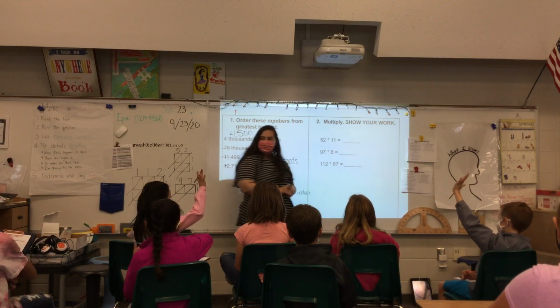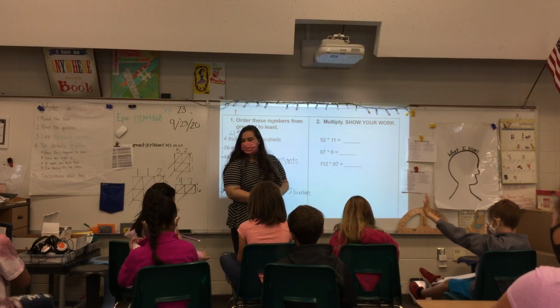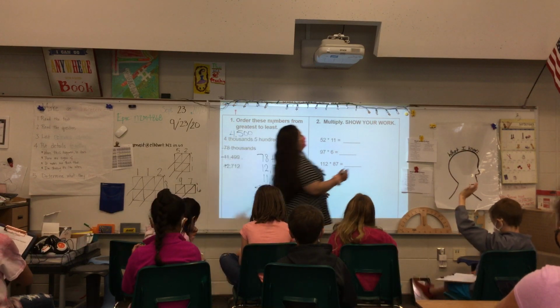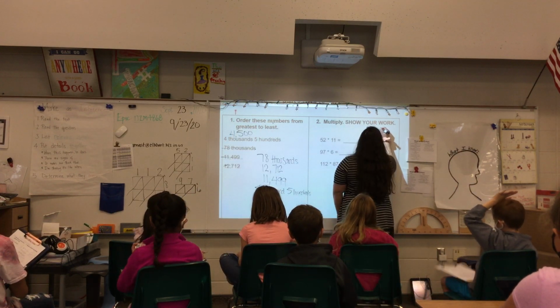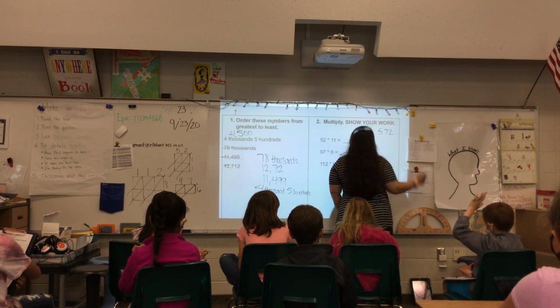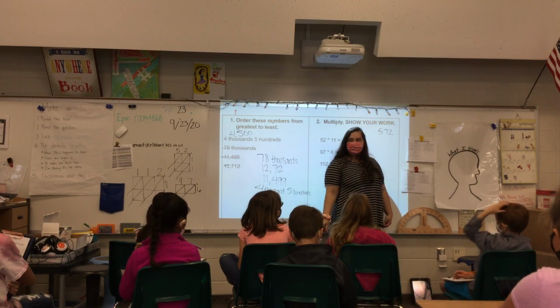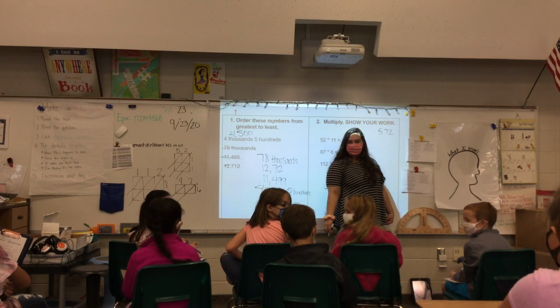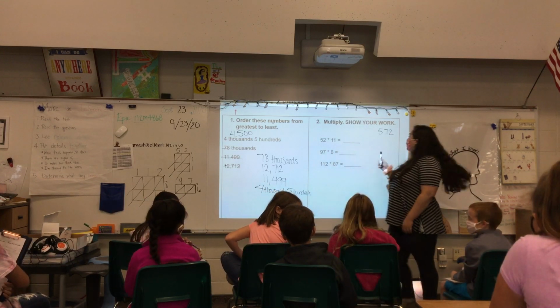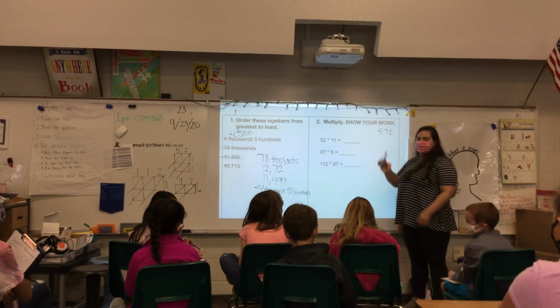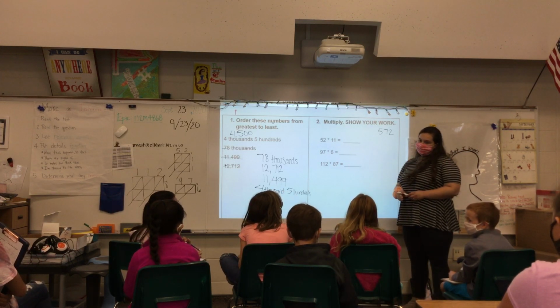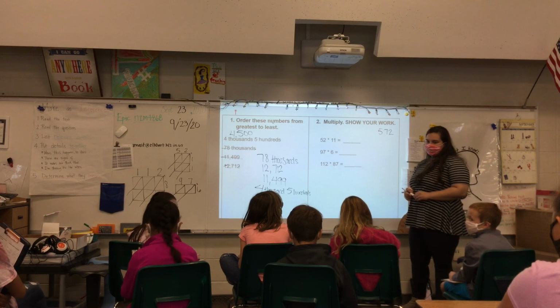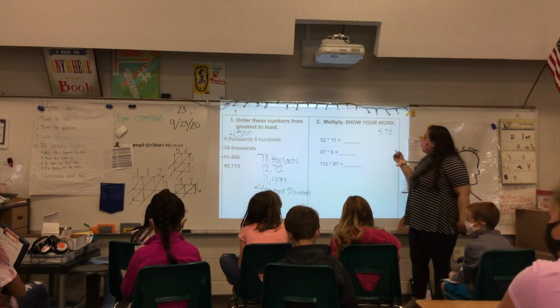52 times 11. What did you get, Presley? 572. Rows are gonna have down the end. Did you get the same thing, Jesse? Yeah? Did anyone get anything different? Kaden, did you get something different? For 52 times 11, did you get 572? Okay, sorry. You're absolutely right, it was 6 boxes.